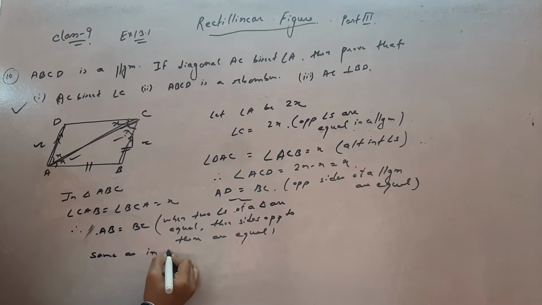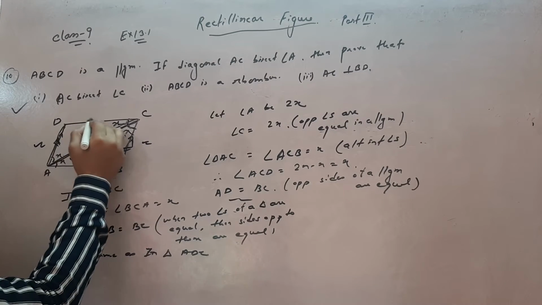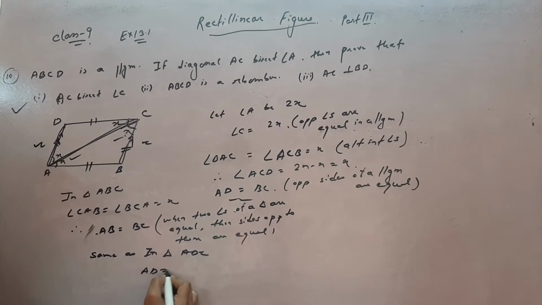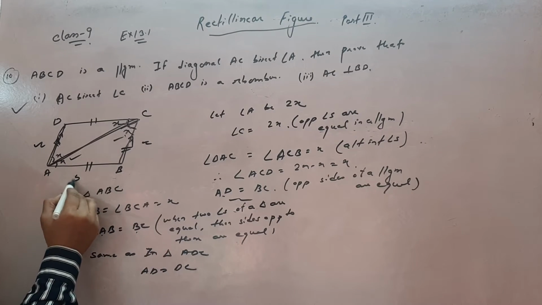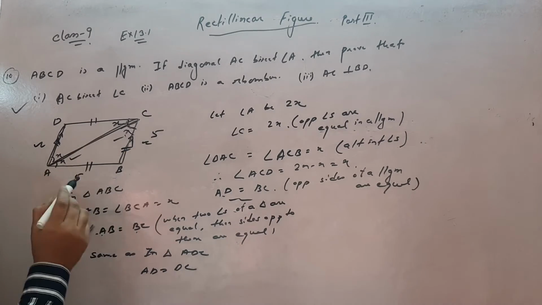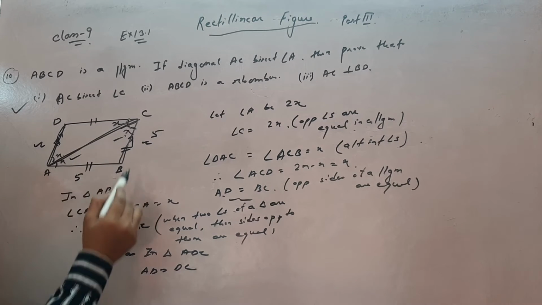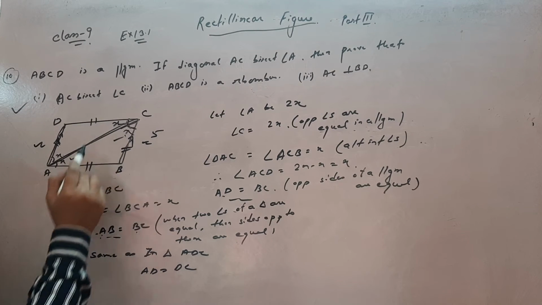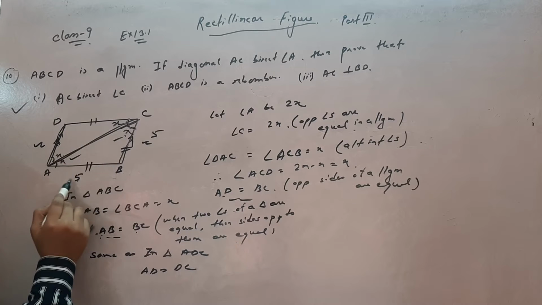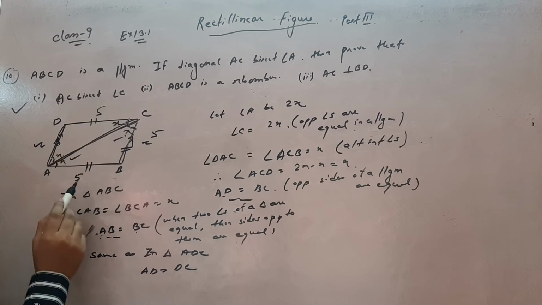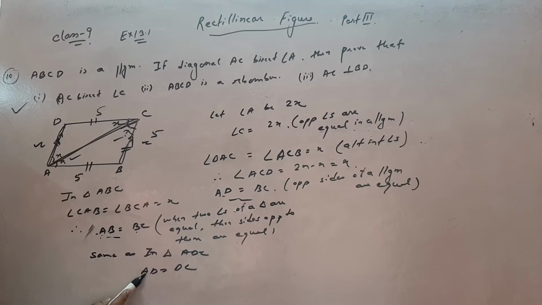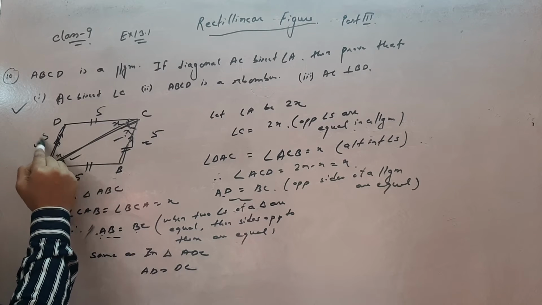Same as in triangle ADC, AD equals DC. So we see here AB equals BC, AD equals BC, and AD equals DC. That means all sides. Suppose this one is 5, so this one is also 5, because we proved that AB equals BC. These two sides are equal, and we know very well opposite sides of a parallelogram are equal. This one is also 5, so we have just proved that AD equals DC. That means this is also 5.